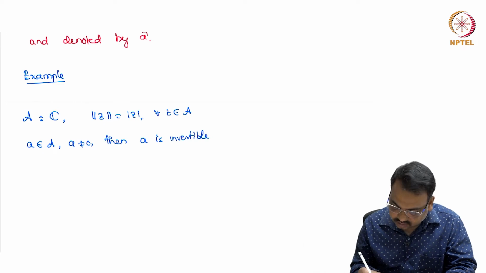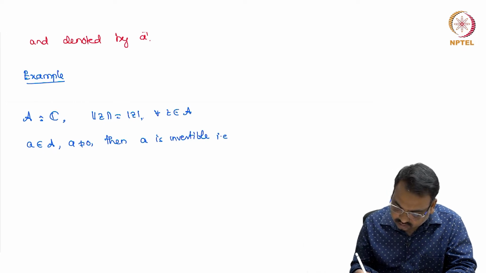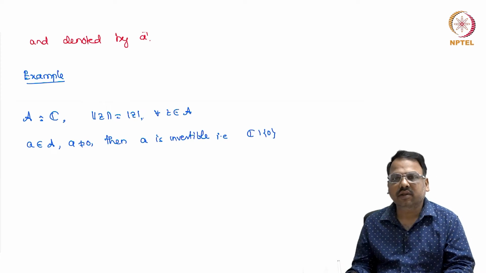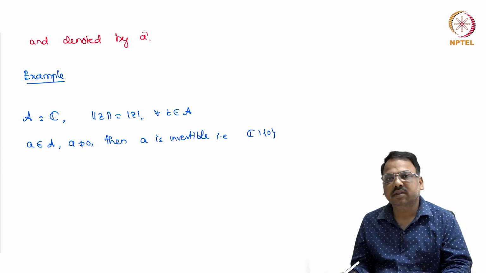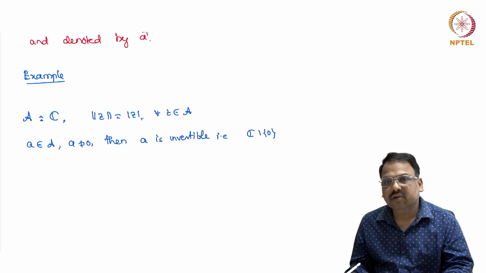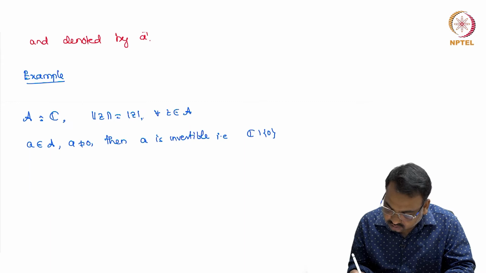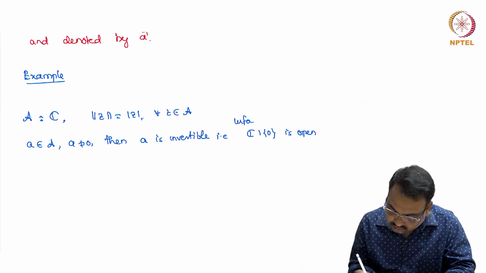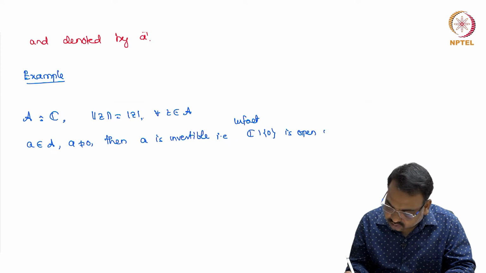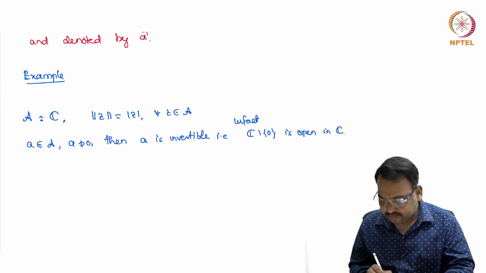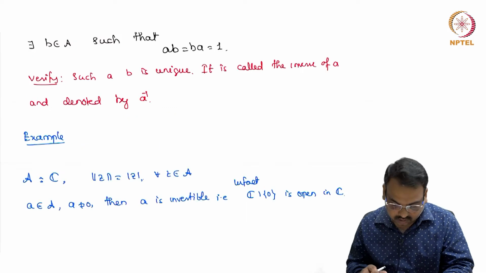That means the set of all invertible elements, if you collect them, is C minus 0, and we know that this is an open set because it is the complement of the closed set 0. So in fact we can say that this is open in C. Okay.